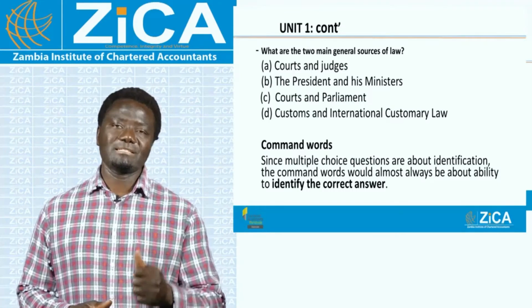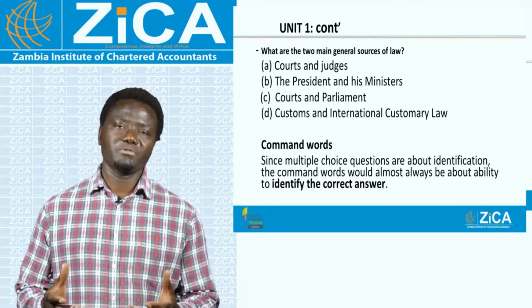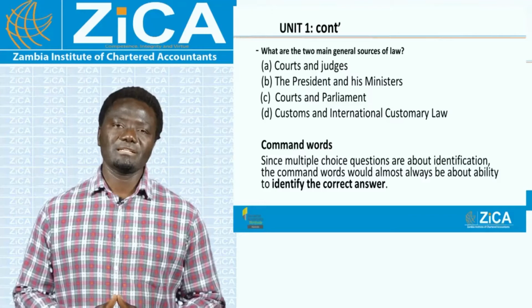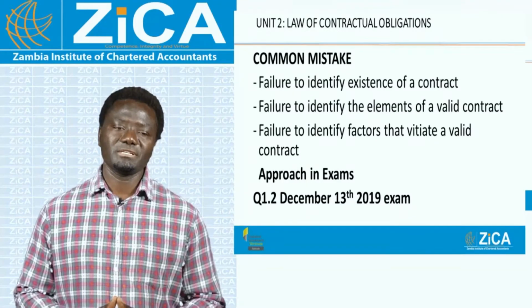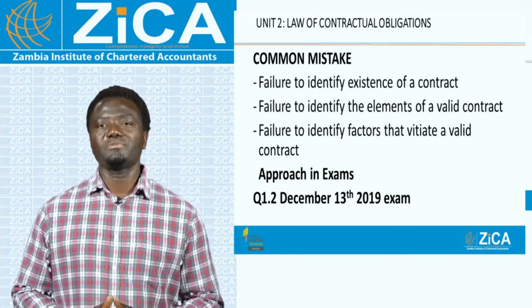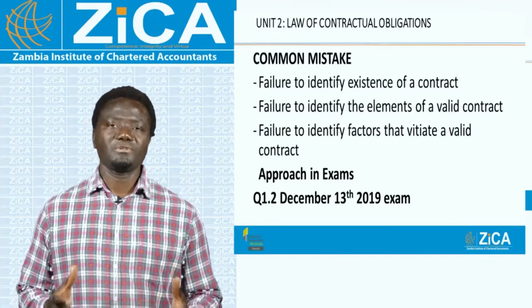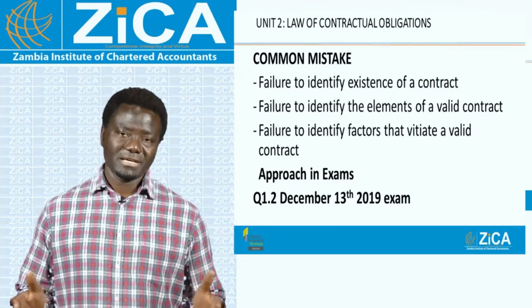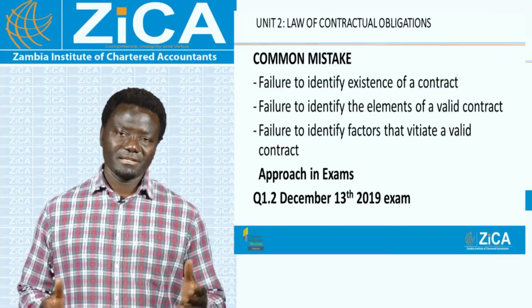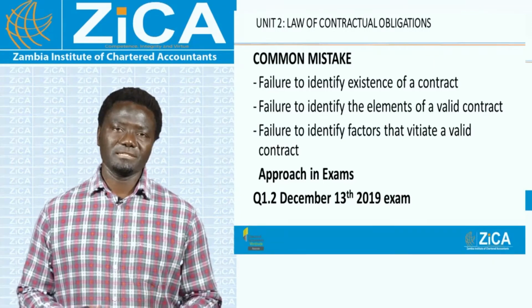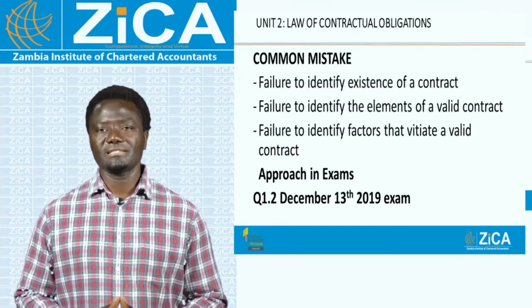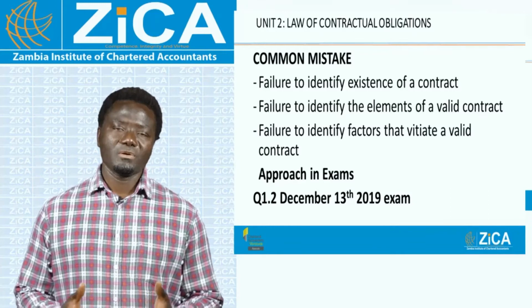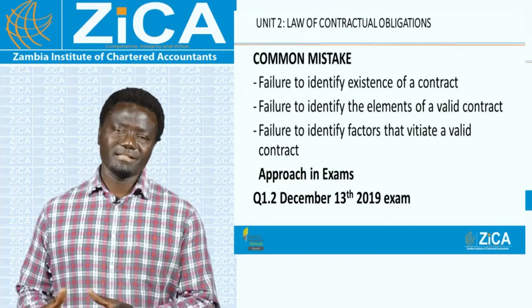One, existence of a contract. You must be able to see from a scenario that is given to you that there is indeed a contract that exists from this scenario that has been presented. Secondly, you must be able to know what elements constitute a valid contract. Because there cannot just be a contract unless you know what those elements are, and you see that those elements actually do exist, then you can say that a contract does exist. Then lastly, we expect that you should be able to know the factors that may actually invalidate a contract.